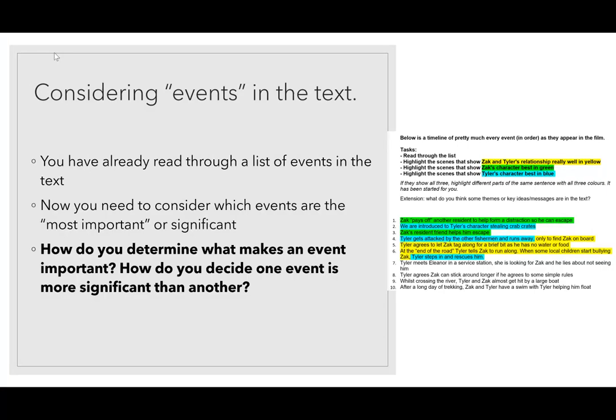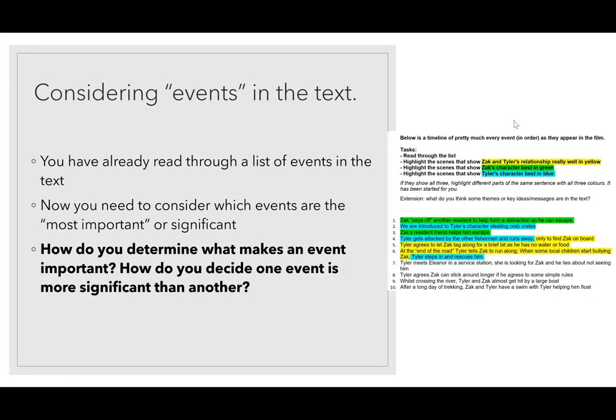So, events. What you're going to do is consider events from the text. You've already got a list of events, which looks like this one here, which hopefully you've worked through and you've done all the colour coordination in a previous lesson. What you're going to do is think about which events from that list, and there's something like 20 something events, which ones do you think are the most important or significant?